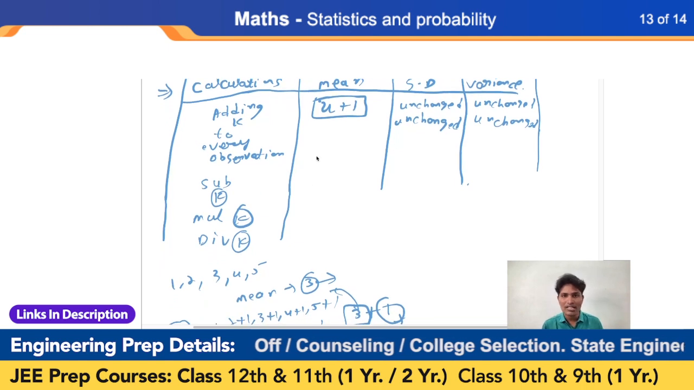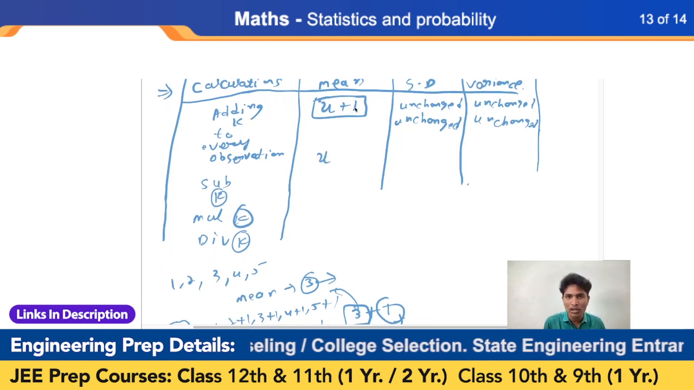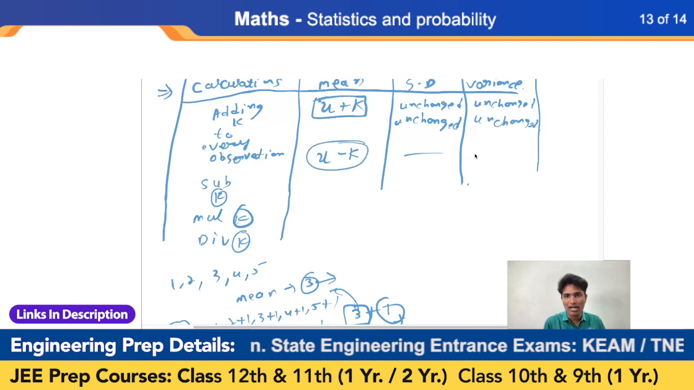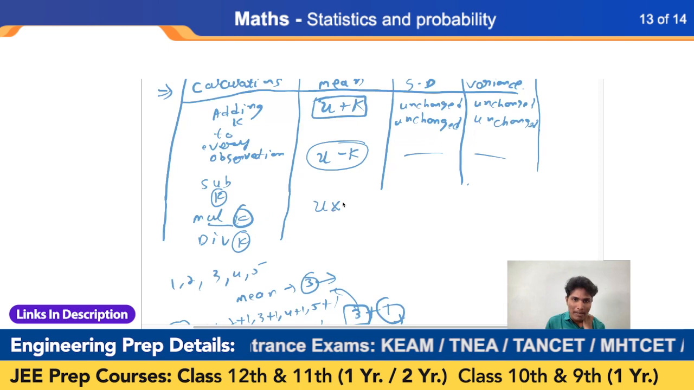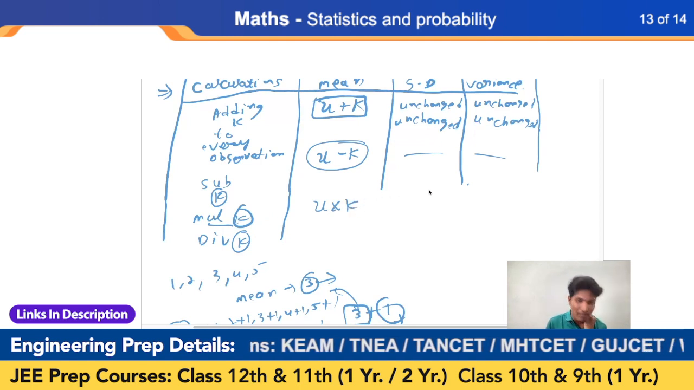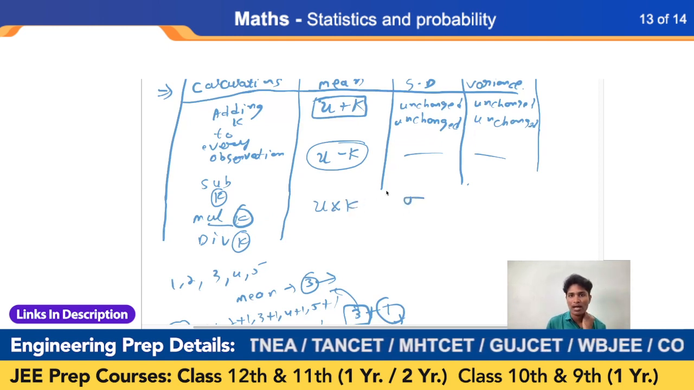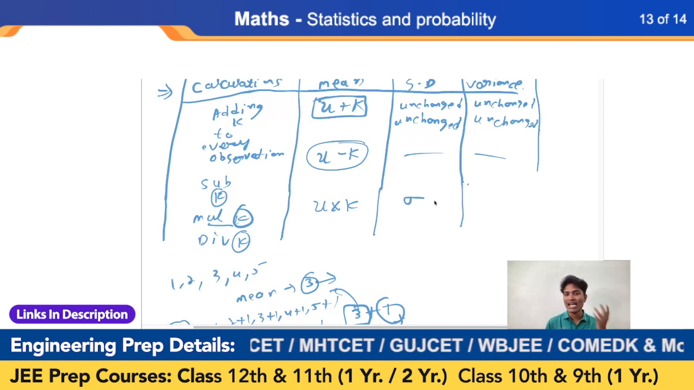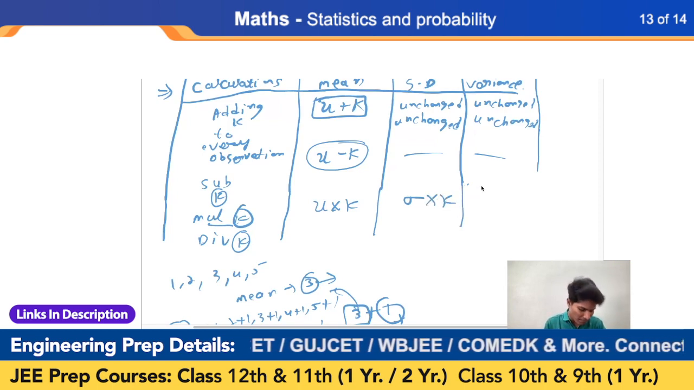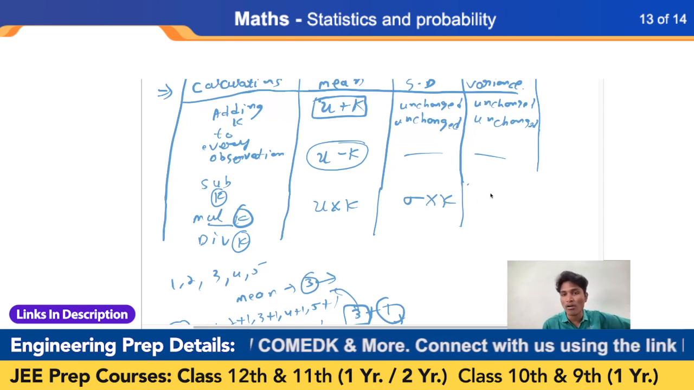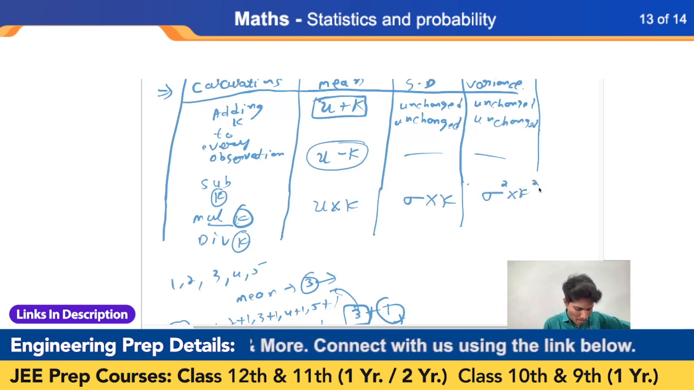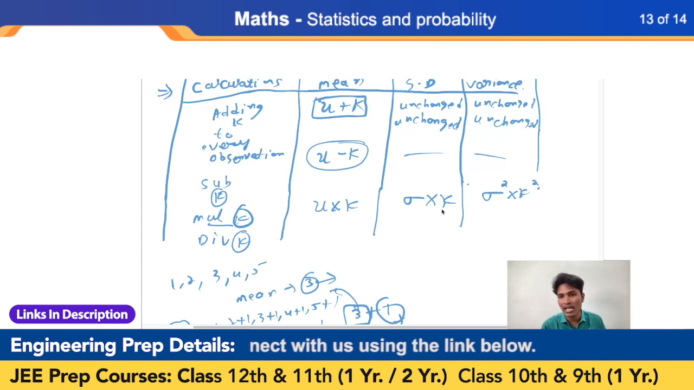But if we add, the new mean is old plus k. Here, for subtraction, it is old minus k. Here there is no change. But when we multiply, the mean gets multiplied by k. The standard deviation, sigma, also gets multiplied by k, and the variance we have to multiply by k square. This is the variation. Here we multiply by k, here we multiply by k square.